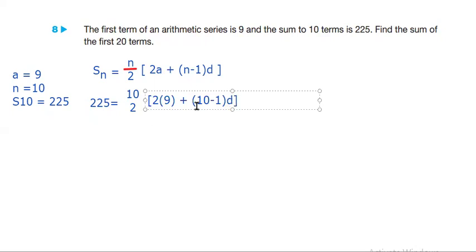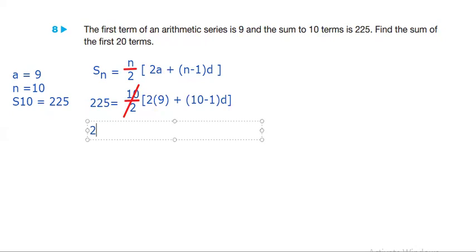So the whole idea of this is finding the d. So I'm going to simplify as much as possible to find the value of d. And then I'm going to use it to find the sum of the 20 terms. Now, let's simplify together, okay? First thing, I'm going to simplify this, which is 10 divided by 2. 10 divided by 2 will be 5. So I'm going to simplify step by step.